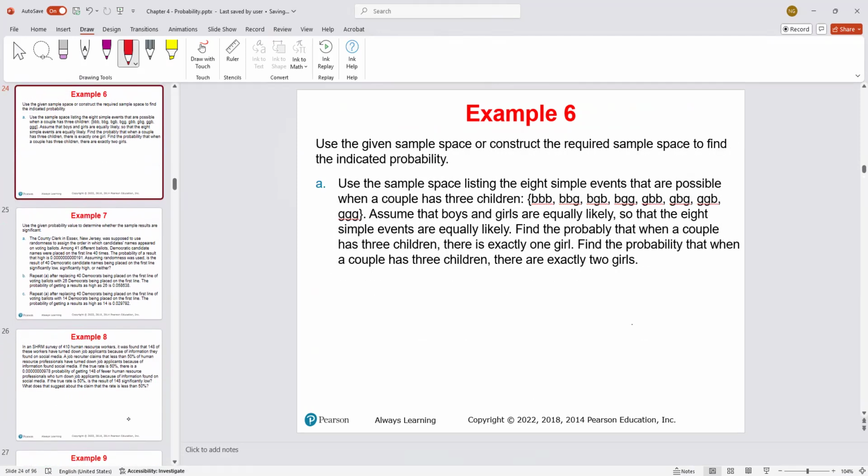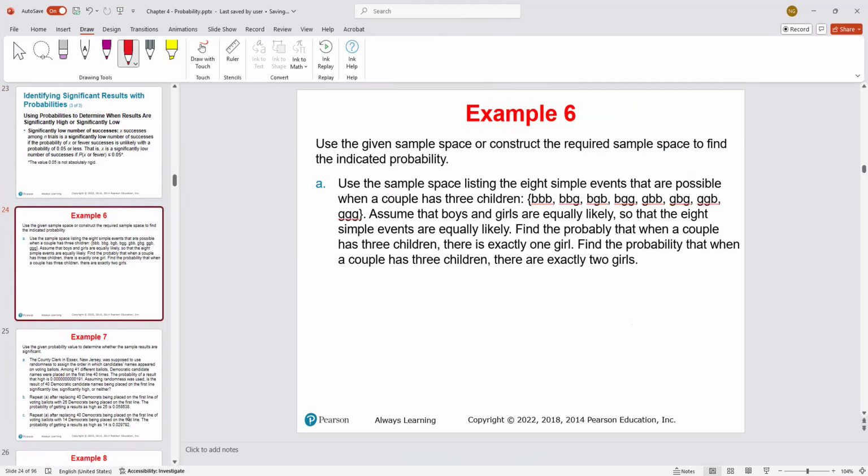The first one we're going to cover, because we're going to talk about odds after, is to use the given sample space or construct the required sample space to find the indicated probability. So that's what we're going to do with this one. Let's try it. Very simple questions we ask in these.